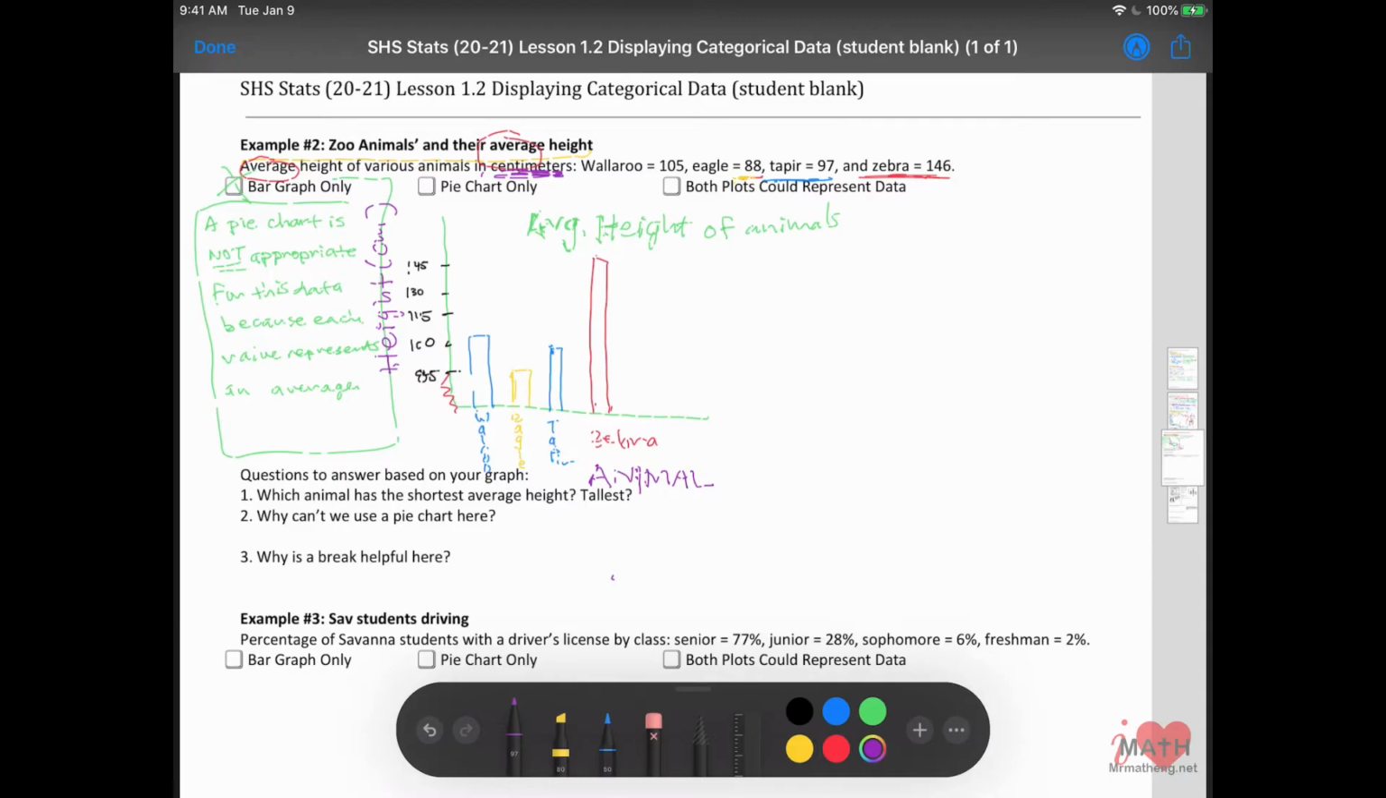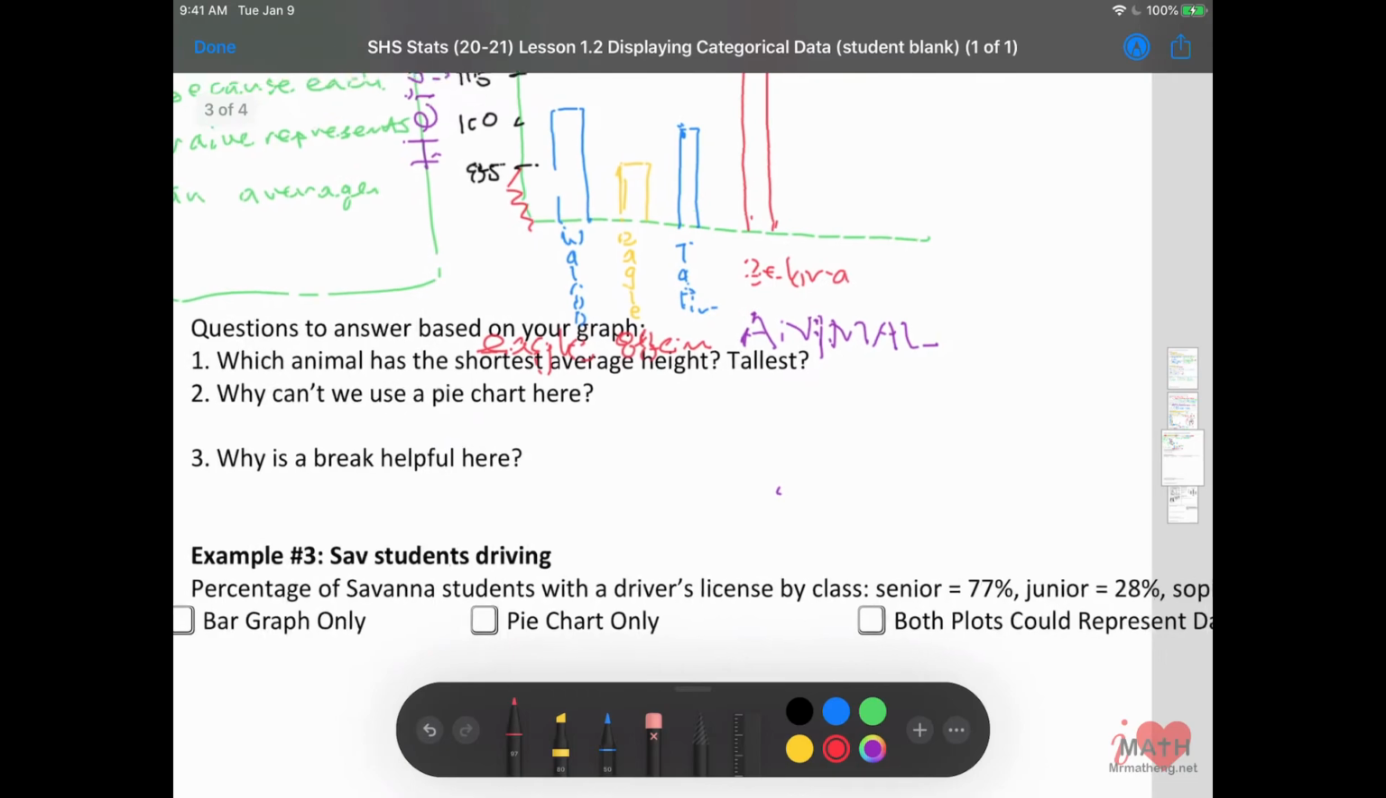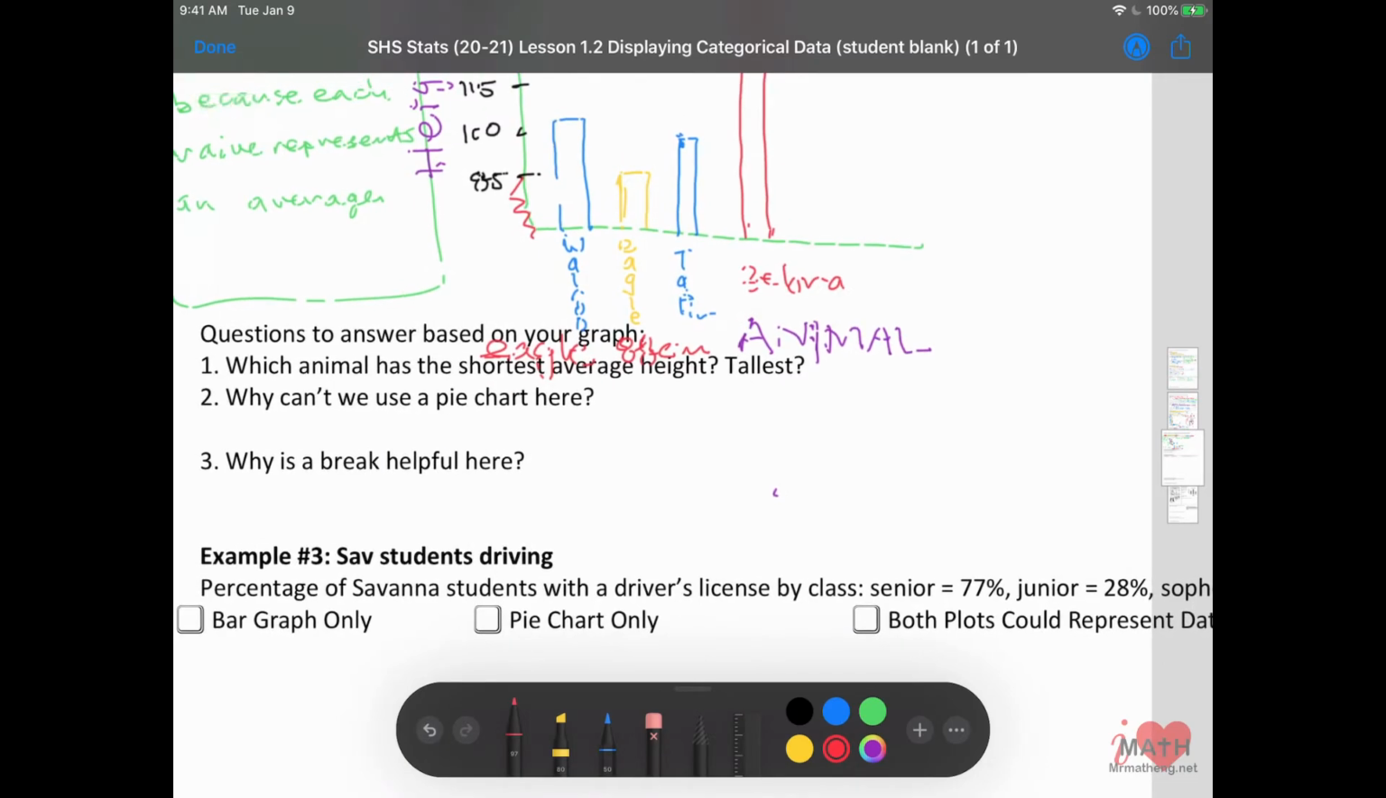All right, let's answer some of these questions. Which animal has the shortest average height? The eagle at 88. Eagle, 88 centimeters. And which one has the tallest? That would be the zebra at 146 centimeters.